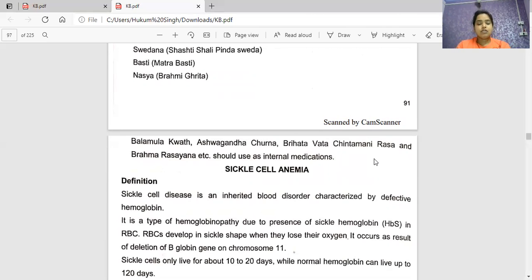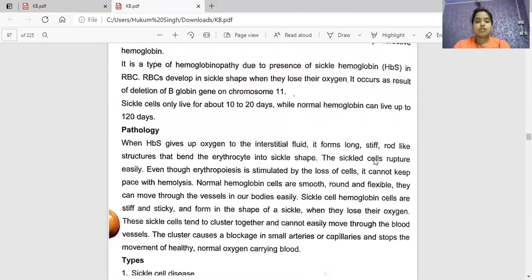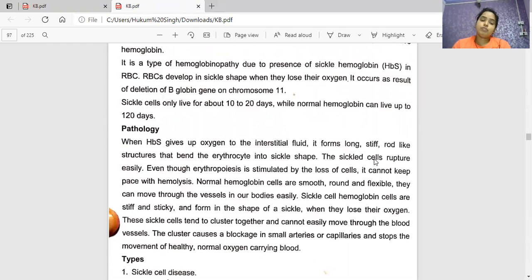Sickle cells only live for about 10 to 20 days, while normal hemoglobin cells can live up to 120 days. So the pathology is: when sickle cell hemoglobin gives up oxygen to the interstitial fluid, it forms long, stiff rod-like structures that bend the erythrocyte into a sickle shape, and the sickle cells rupture easily. Even though erythropoiesis is stimulated by the loss of cells, it cannot keep pace with hemolysis.